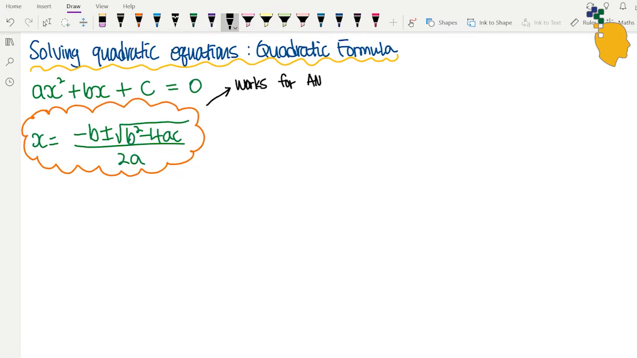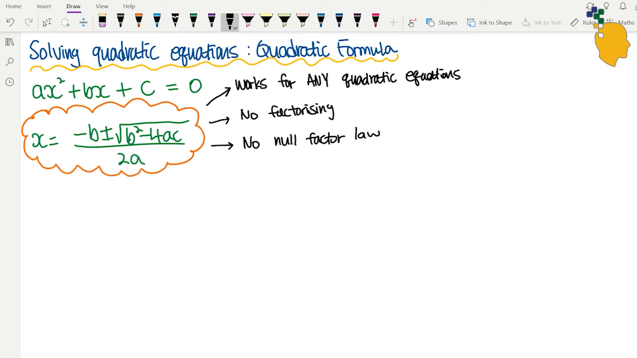This formula works for any quadratic equation. You don't have to factorize, you don't have to use null factor law. So if you don't like factorizing, you can always use this formula to solve for the x value. Let's have a go with example 1.